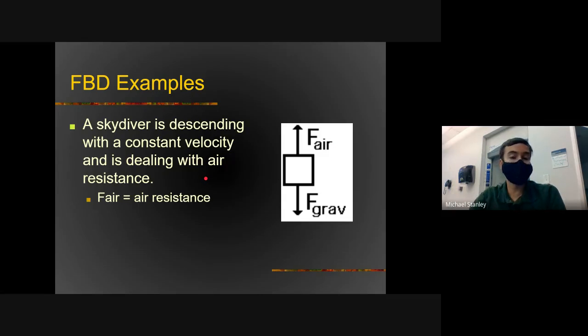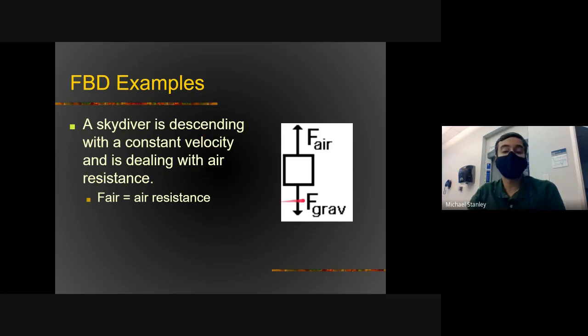All right, another simple example. We have a skydiver that is descending and has reached a constant velocity in the air. And remember this: when people or any object is falling through the air and hits that constant velocity, physicists call that the terminal velocity, the fastest that you can get while falling through the air.